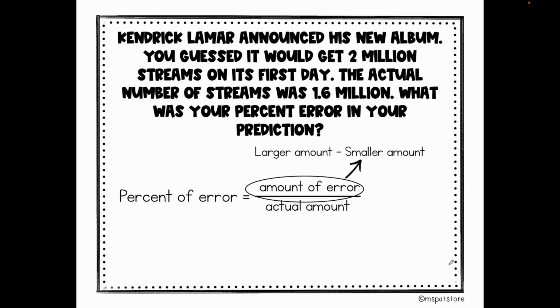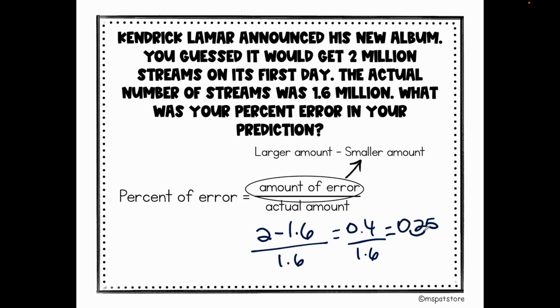So let's see the amount of error that is calculated by subtracting the larger amount and the smaller amount. So in this case, it will be 2 million minus 1.6, divided by the actual amount that was 1.6. If you subtract 2 million minus 1.6, you get 0.4 divided by 1.6. 0.4 divided by 1.6 is actually 0.25. When you shift the decimal point 2 spaces to the right, you'll find out that the percent of error in your prediction was 25%.